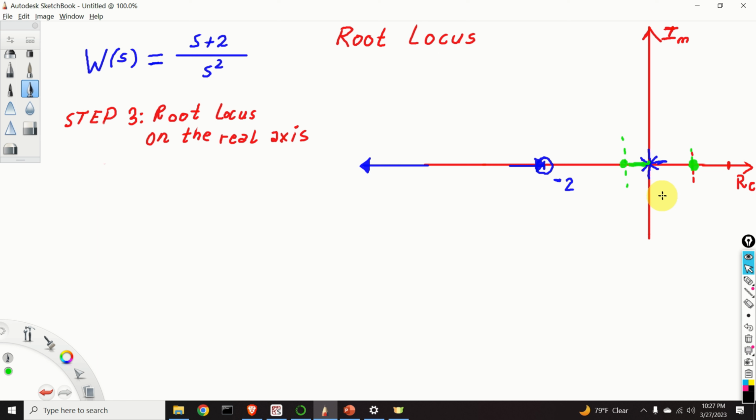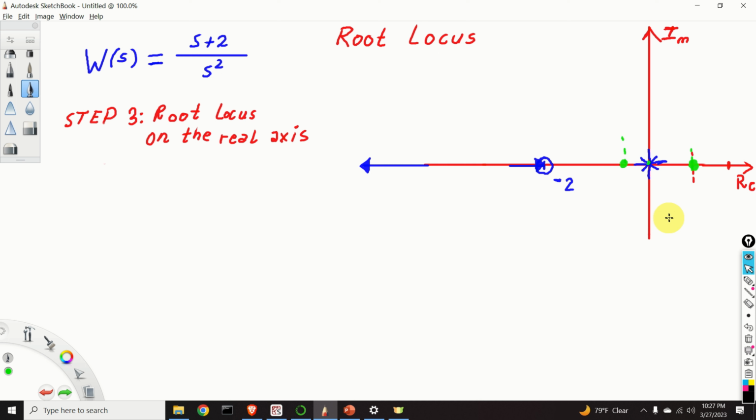Now, here's the general rule. If the sum of zeros and poles on the right side from our test point is an odd number, then this segment over here will belong to the real axis. And that's very important to keep in mind. Again, to the right side of our test point, we need to have an odd number of poles plus zeros, and if that's the case, then this segment over here will belong to the real axis.